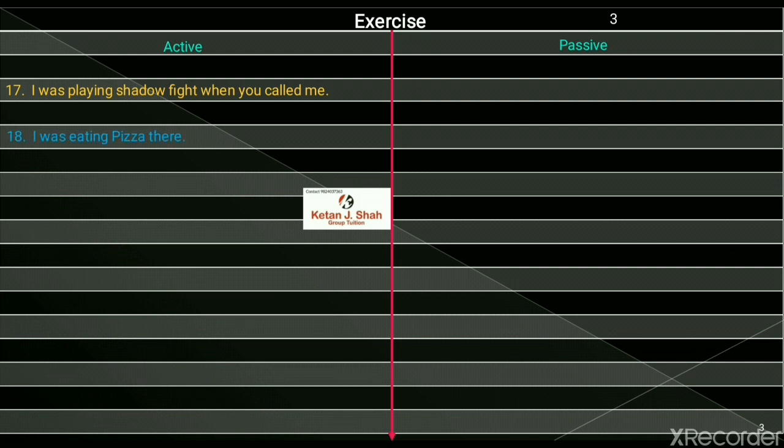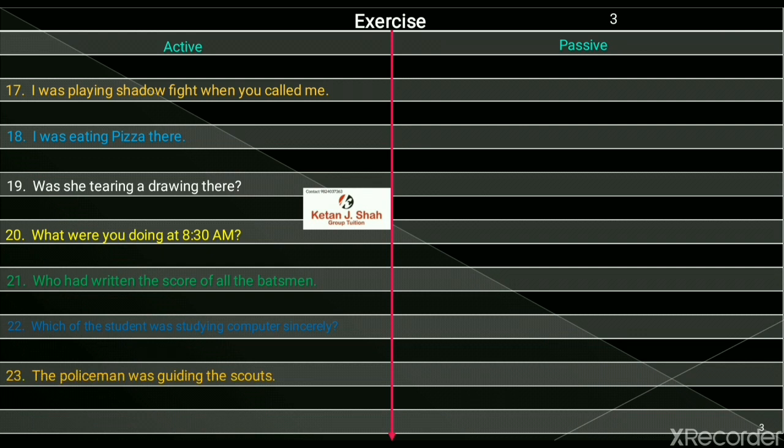18th, I was eating pizza there. 19th, was she tearing a drawing there? 20th, what were you doing at 8:30 a.m.? 21st, who had written the score of all the batsmen? 22nd, which of the students was studying computer sincerely? 23rd, the policeman was guiding the scouts. 24th, the computer teacher was watching TV.